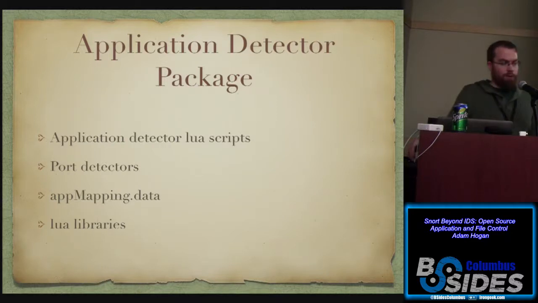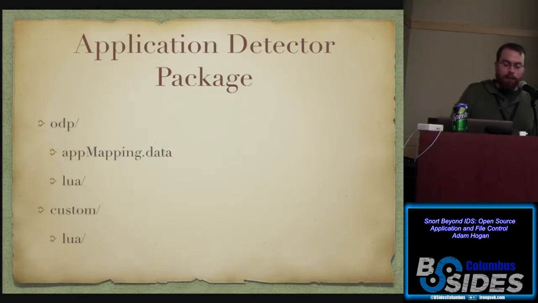And then the Lua libraries that we'll need to compile with. Right? So that's all in there. And if you take a look at it, it breaks out by a couple different directories. There's this ODP directory, which is the one we include. That has all our detectors and the mapping data there.